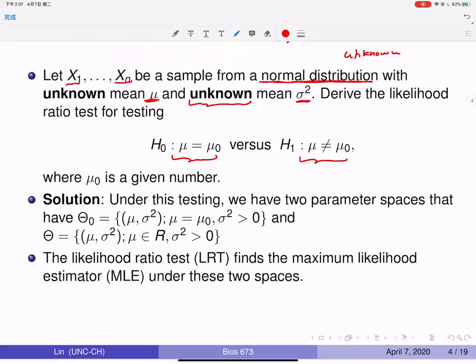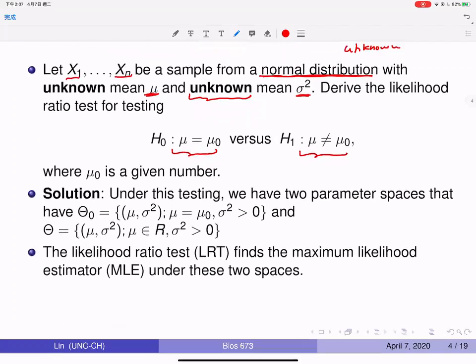Okay. So again, even when I find the LRT lambda of x, I can write everything as the supremum over theta in the null space of L theta, and then the supremum over theta in the whole space of L theta. By writing it, it's still the same, okay? But the null space becomes what?